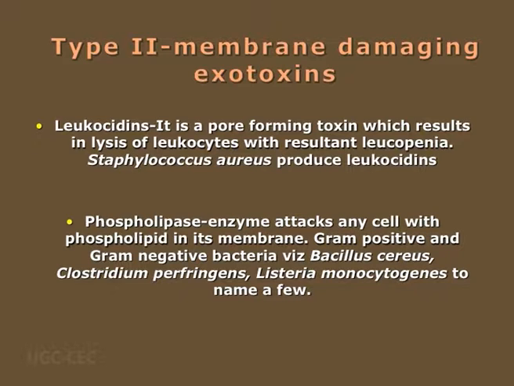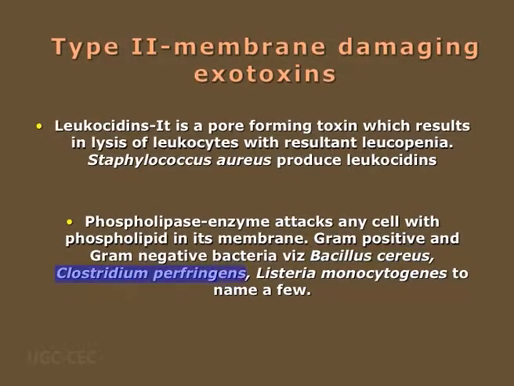Another important exotoxin are phospholipases. What are phospholipases? These are enzymes which attack any cell with a phospholipid. And if you remember, there are cells with phospholipids in the membrane. And gram-positive and gram-negative bacteria like Bacillus, Clostridium, Listeria, they can all produce phospholipases, different types of phospholipases, and can enter the host cells and cause pathogenesis.